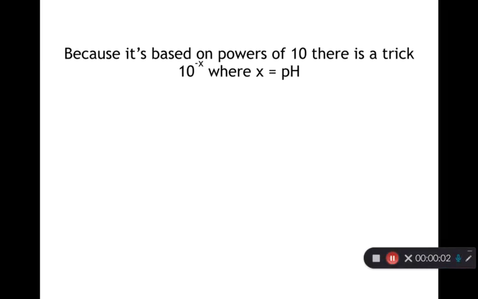More practice on calculating pH. Because it's based on powers of 10, there is a trick where 10 to the negative x, where x is equal to the pH. And that's actually how you go backwards as well, which we'll talk about in another video. But if they give you pH and they ask what's the H plus concentration, then you type in 10 to the negative pH and it'll give you back the concentration of the H plus, or the hydronium ion.